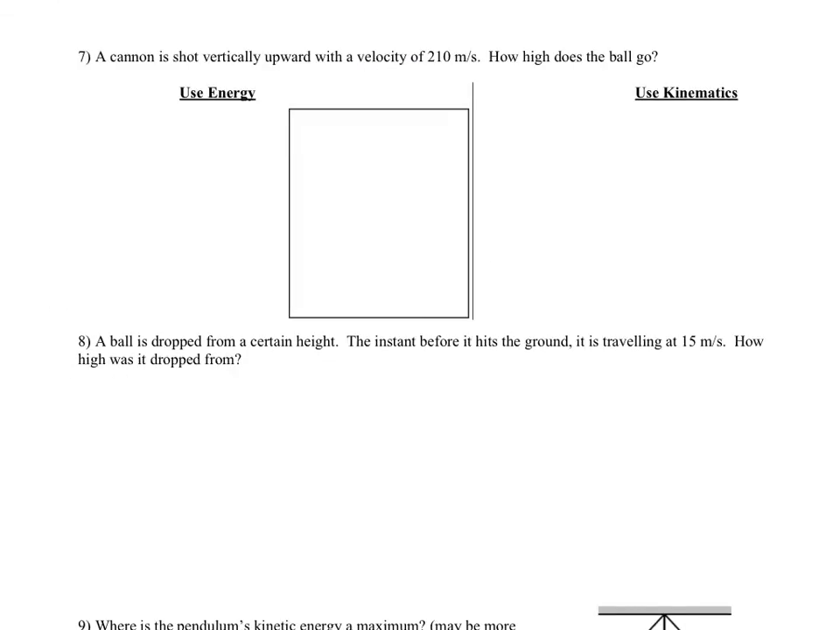So these questions on the back are some practice questions using conservation of energy. Now, the first question, number 7 here, I want you to do both ways, once using energy and once using kinematics. So I'll start with using kinematics because that's what we learned first and we did pretty well with earlier in the year. If a cannon is shot vertically upward with a velocity of 210 meters per second, how high does the ball go?